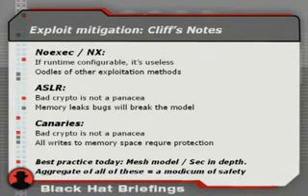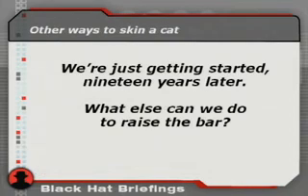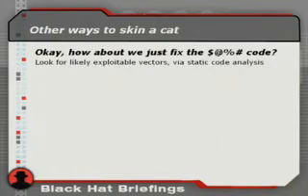And from what I've read of people's analysis of Vista, and obviously people have had a lot of good things to say about OpenBSD for a number of years with some of these things, the combination of a non-executable stack, ASLR, canary values, and all of these other methods together probably does put you in a pretty good spot. So we're just getting started. It's been 19 years that we've known about this problem. What else can we do to make this a little more difficult?